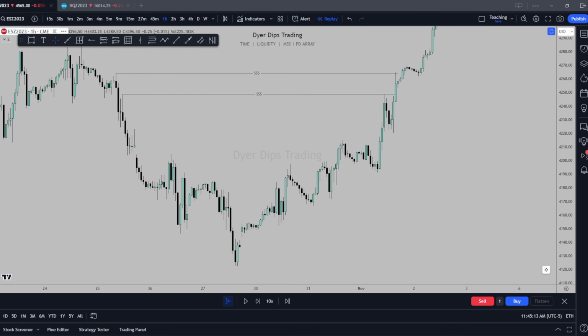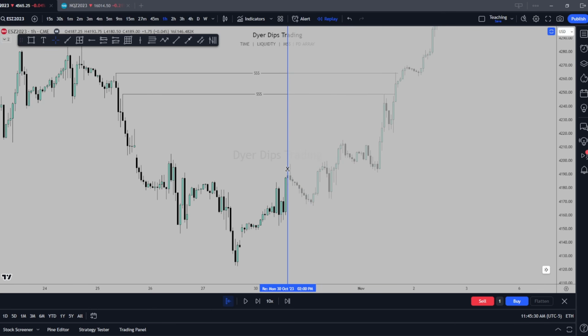Okay, so here we are actually on ES this time. So this is the ES or the S&P 500 futures chart on the hourly time frame, just to give us a little bit of a different look here, show you that it's not just on NQ 4-hour time frame that this is going to work. This is a theory that works on all time frames and on all asset classes.